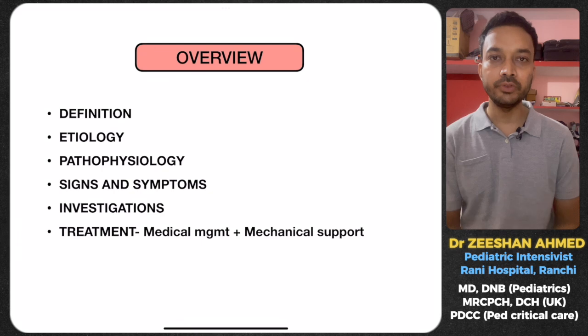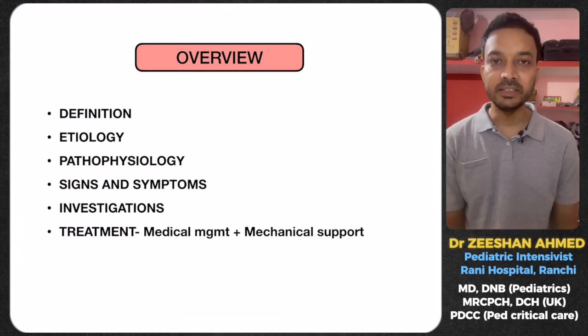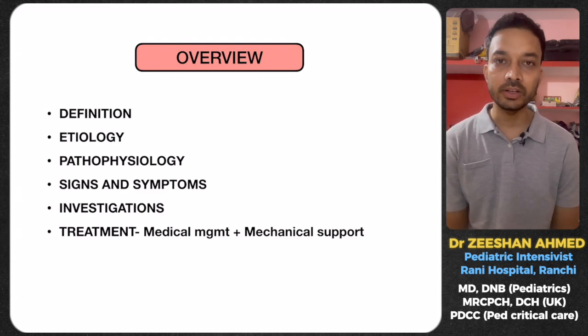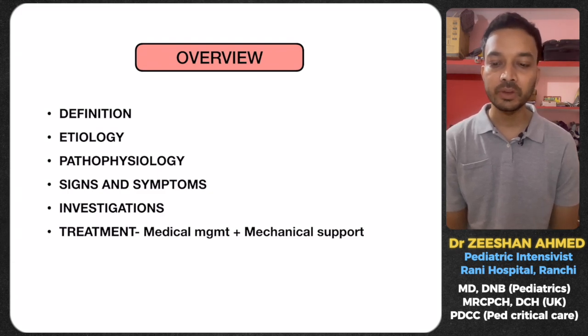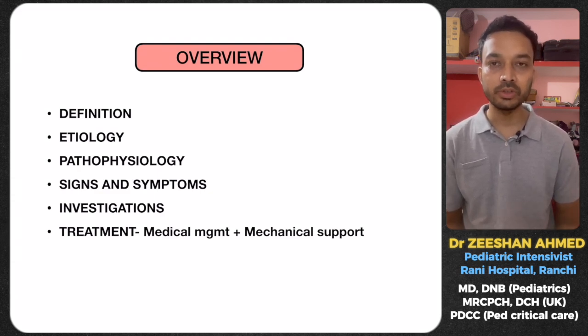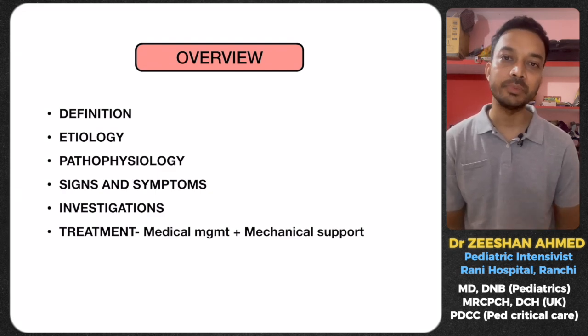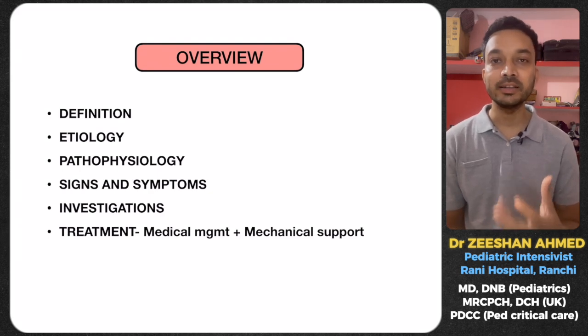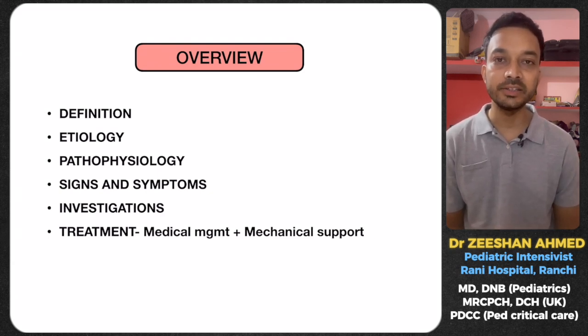A brief overview of what we are going to deal with in the coming slides. First of all, the definition of acute heart failure and cardiogenic shock, and the etiology, the pathophysiology, the signs and symptoms. We need to go through the etiology and the signs and symptoms, because before understanding the treatment, we should understand all these things. Otherwise, we'll not be able to understand which drug is being used for what purpose. After that, we'll proceed to the investigations and then the treatment.